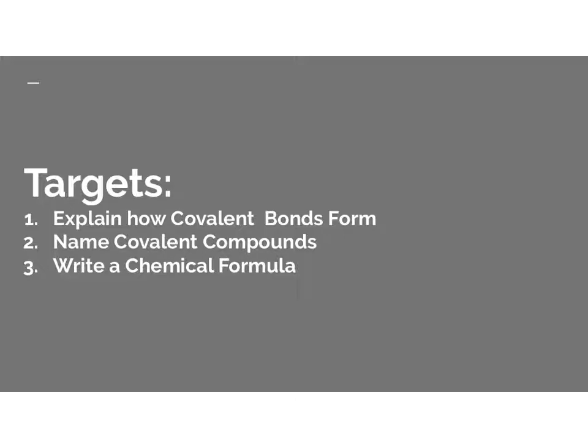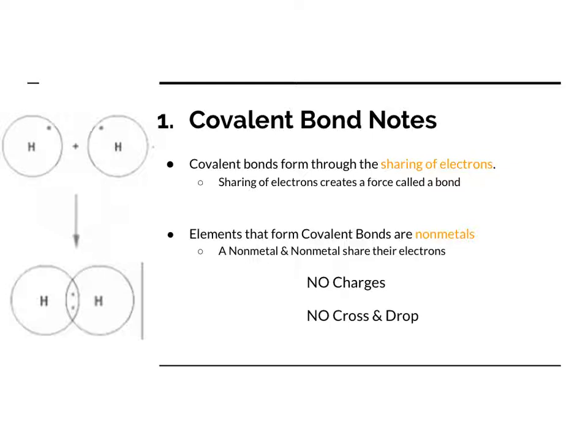All right, let's get started. A covalent compound is one that's formed through the sharing of electrons. When two atoms share their electrons with each other, they complete their electron orbitals and they create a bond. Elements that form covalent compounds are nonmetals. This is the entire right side of the periodic table. A nonmetal and a nonmetal share their electrons. So because of this, when we practice, there's going to be no charges involved and no cross and drop.